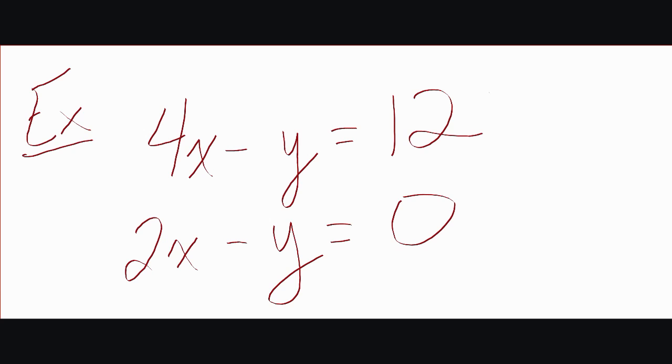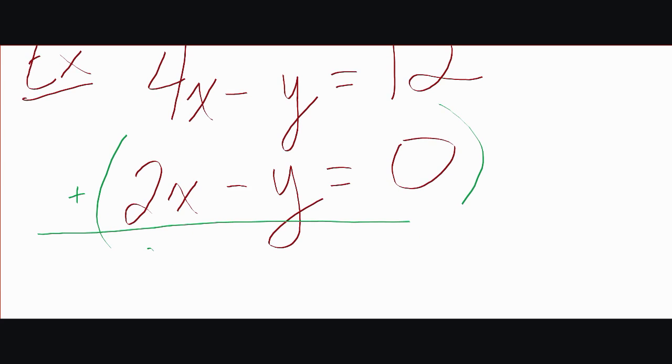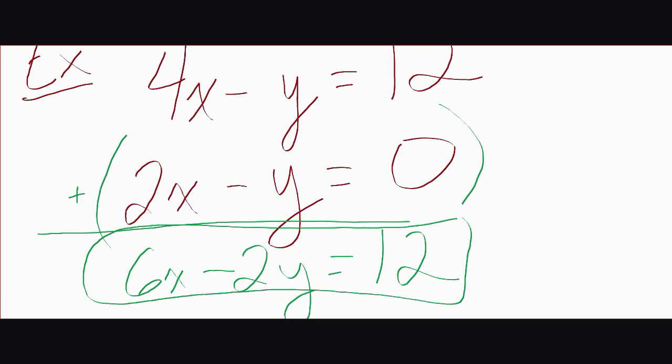Now here, if we try to add these together as they are, what happens? Well, 4x plus 2x makes 6x, negative y minus y makes negative 2y, that's equal to 12. Now see, this is no good because now I have one equation and nothing else to show for it, right? I don't have one of the variables by itself. The goal of elimination is to eliminate one of the variables. Here I didn't do that. Why did that not happen here?